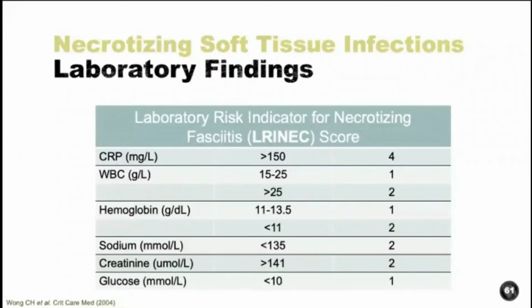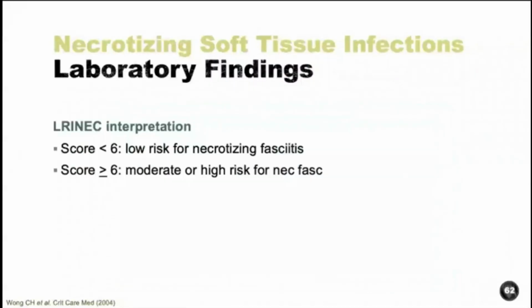The variables that are included are the CRP, white count, hemoglobin, sodium, creatinine, and glucose. So all things that are pretty typically obtained in patients who are undergoing evaluation for infection. You can have a score as low as 0 and as high as 15. And in general, scores less than 6 are thought to represent patients who have a low risk of necrotizing fasciitis.